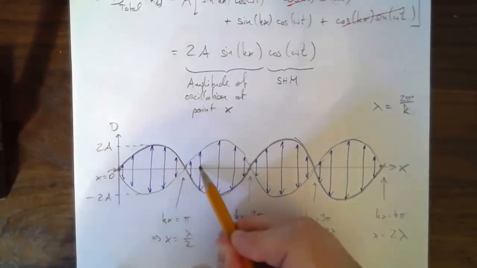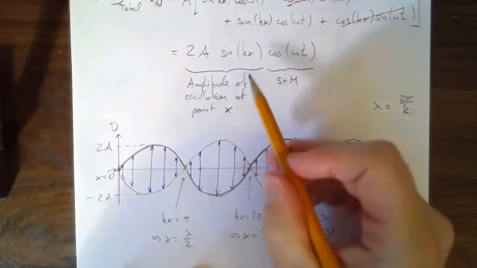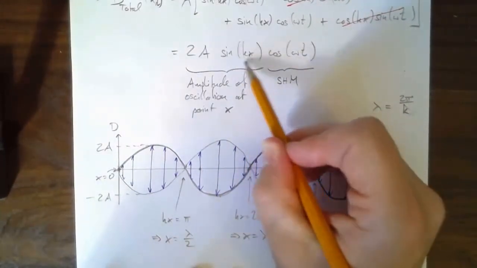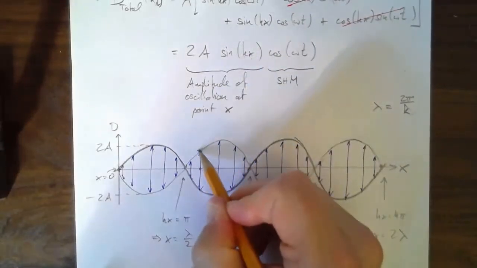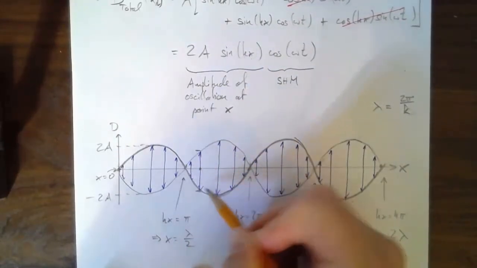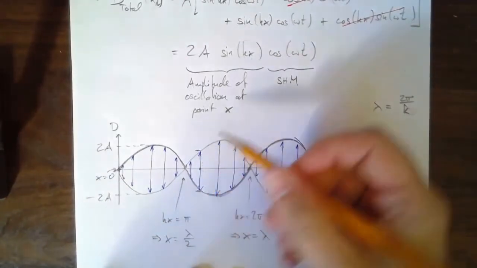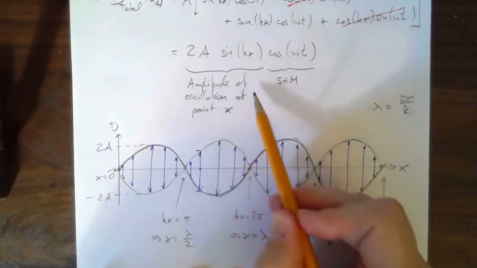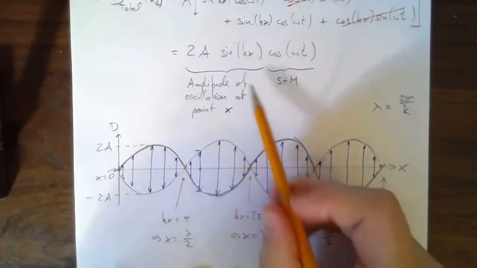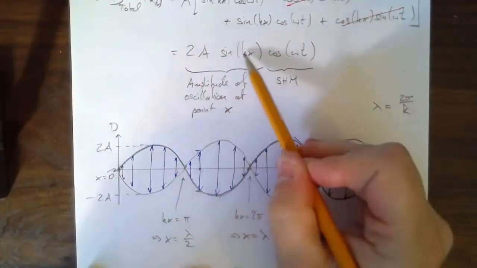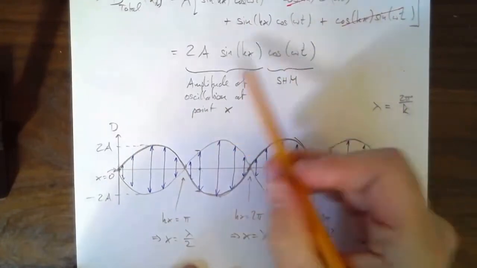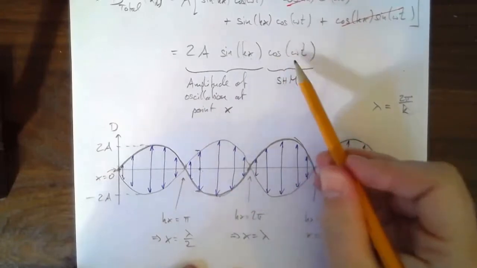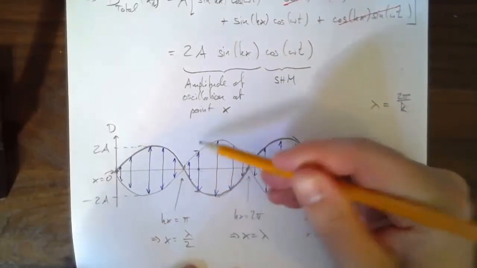It's a little bit over half a wavelength, or maybe 0.6 wavelength. So I plug 0.6 wavelengths in for x, and I get some value. It doesn't matter which. Then my amplitude at this point is 2a times the sine of that value. This is an amplitude because it tells me that at that point the displacement oscillates like a cosine function, simple harmonically.